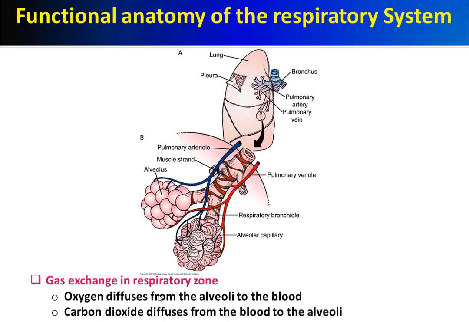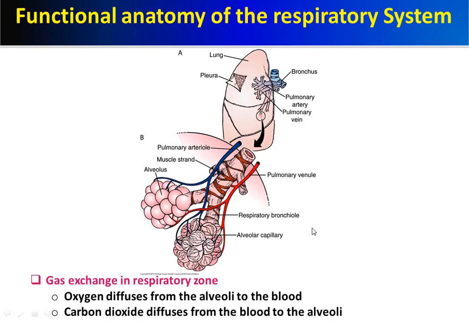Now we have finished with the description of the functions of the conducting zone, and let's move on and describe the major functions of the respiratory zone. We've mentioned that the respiratory zone begins from level 17, the respiratory bronchioles, up to level 23, where we have the alveolar sacs and the alveoli.